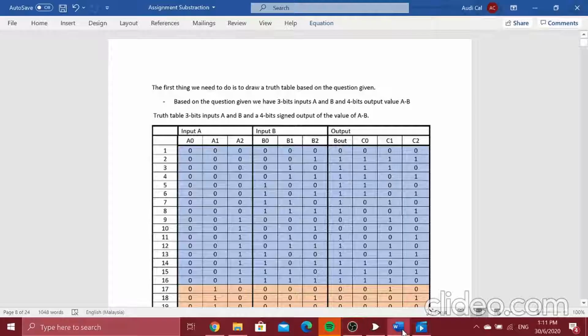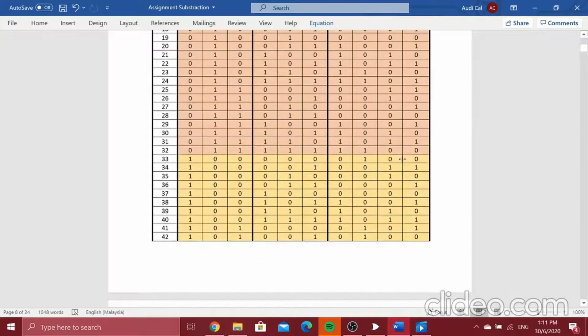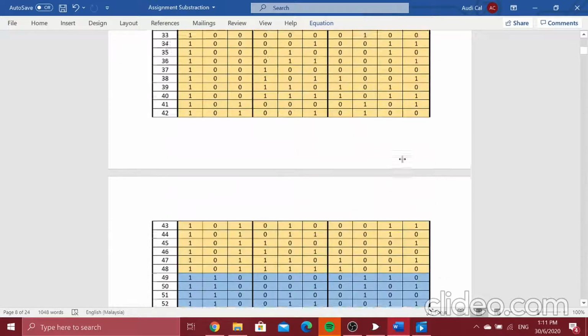So let's start. Okay, so now let's start. The first thing we need to do is to draw a truth table based on the question given. The question told us that we need to have a 3 bits input of A and B and also a 4 bits output of value A minus B. So this is the truth table that I have made.